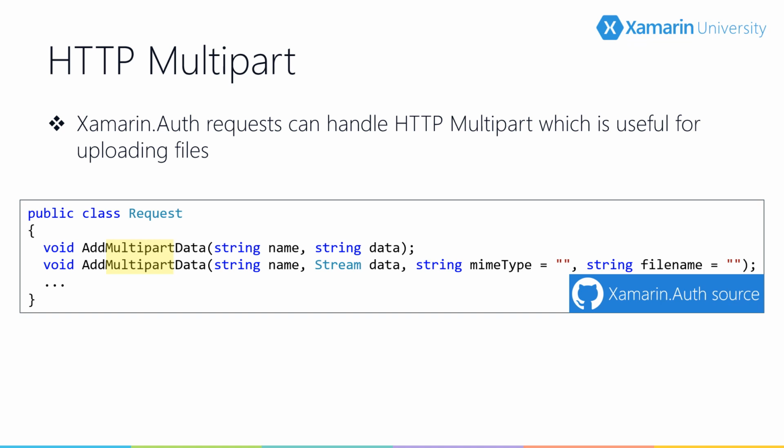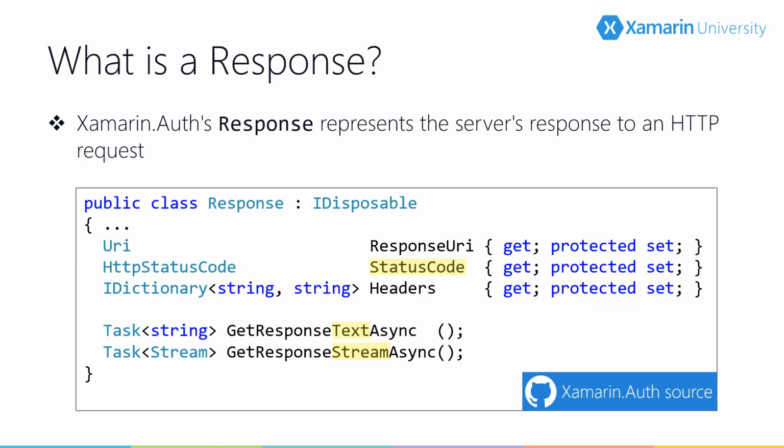And as you can see on the slide, there are two overloads of the add multi-part data method on the request class. The first accepts data as a string, or you can supply a stream along with the MIME type. And Xamarin.Auth returns a response object, and this represents the server's response to your HTTP request.